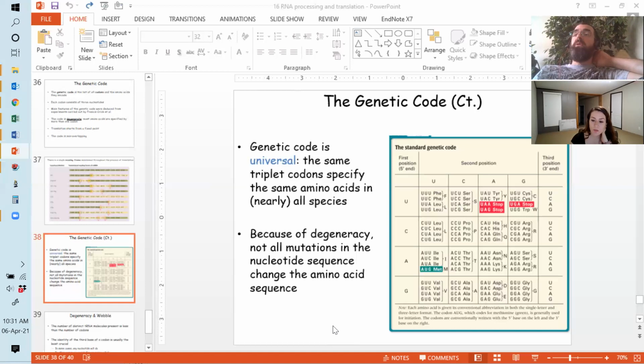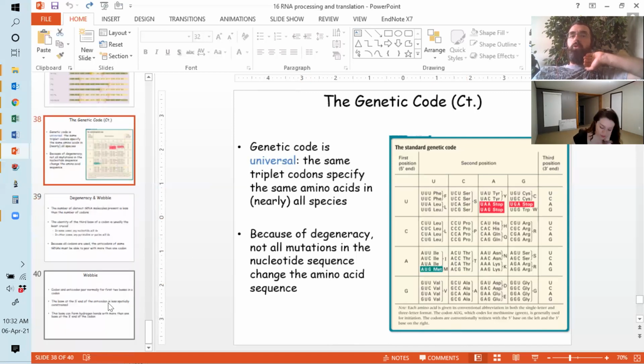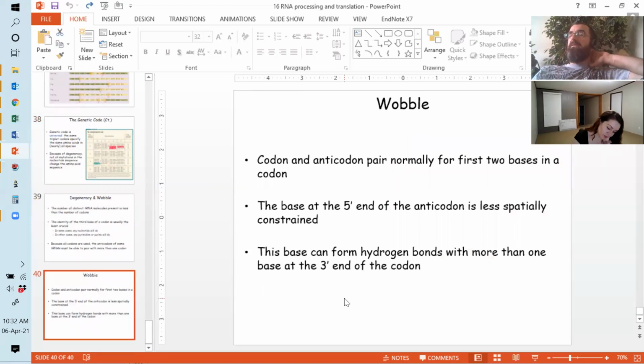We can get away with fewer tRNAs and synthetases, pardon me, because of that degeneracy at the third base in each codon. And that's called wobble. Basically, the first two bases really matter. And then the last base of the codon, which is the 5' most one in the anticodon, is much less important.